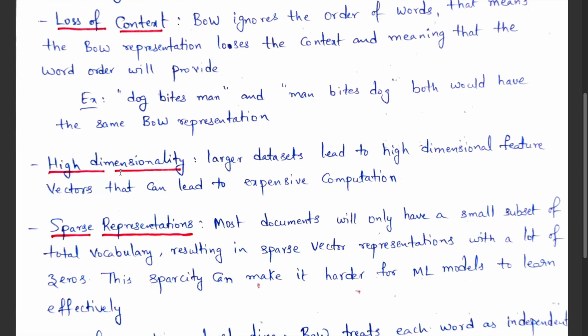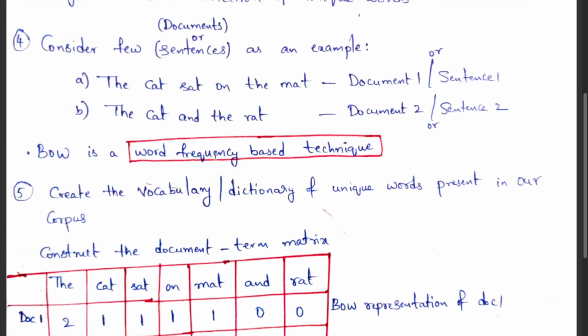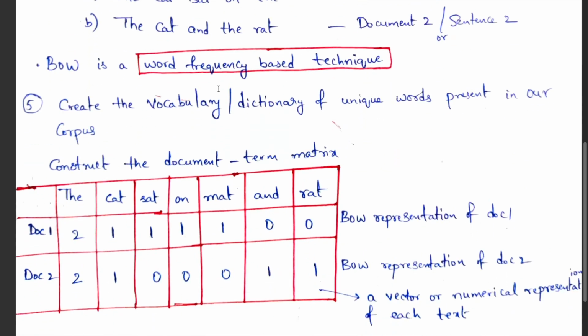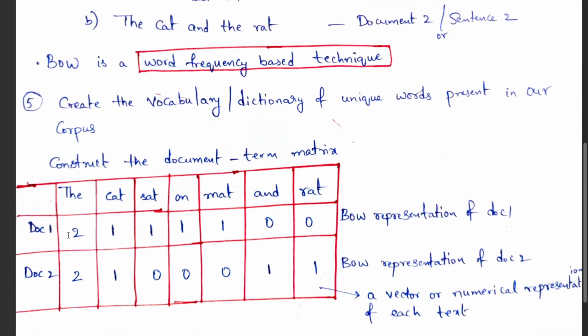So the second disadvantage is high dimensionality. So if we have a very large corpus, like in the previous example we only had two sentences, but still the vector size is, you could say, in the order of 10.